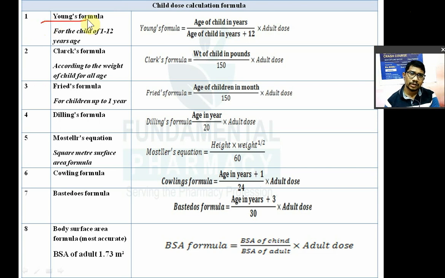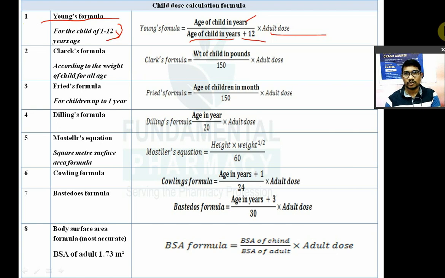Young's formula is applicable only if the age of the child is less than 12 years. If the age of the child is less than 12 years, only then can you apply this formula. What is the formula? Young's formula is equal to age in years divided by age in years plus 12, into adult dose. Or simply, age divided by age plus 12, into adult dose.